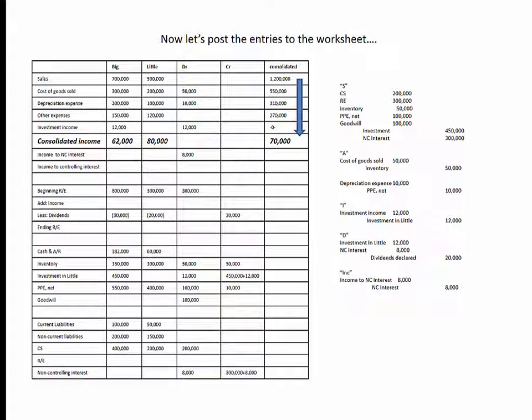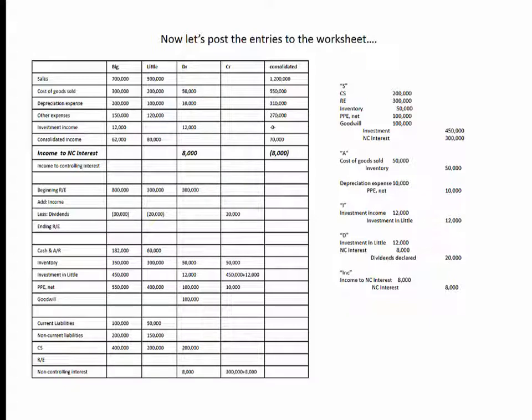Once we compute consolidated income, again, whenever we're getting a subtotal of any sort, we always work our way down the consolidated column. So we have $1.2 million of combined sales revenue, less $550,000 of cost of goods sold, less $310,000 of depreciation expense, less $270,000 of other expenses, for consolidated income of $70,000. Again, we do not add across Big and Little's totals for consolidated income. We bring our total down from up above.